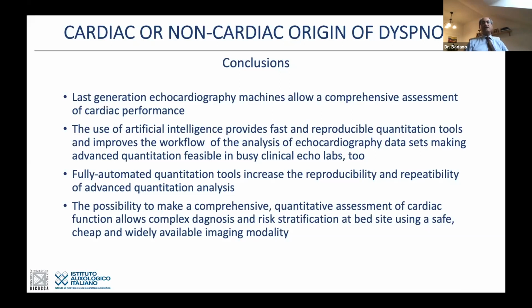The use of artificial intelligence provides fast and reproducible quantitation tools, improves the workflow of the analysis of echocardiography data sets, making advanced quantitation feasible also in busy clinical echo labs. And the fully automated quantitation tools that we have on board on our echo machine as well as on the workstation increase the reproducibility and repeatability of advanced quantitation analysis like 3-dimensional echocardiography and strain echocardiography. And last but not least, the possibility to make a comprehensive quantitative assessment of cardiac function allows a complex diagnosis and risk stratification at bedside using a safe, cheap, and widely available imaging modality.